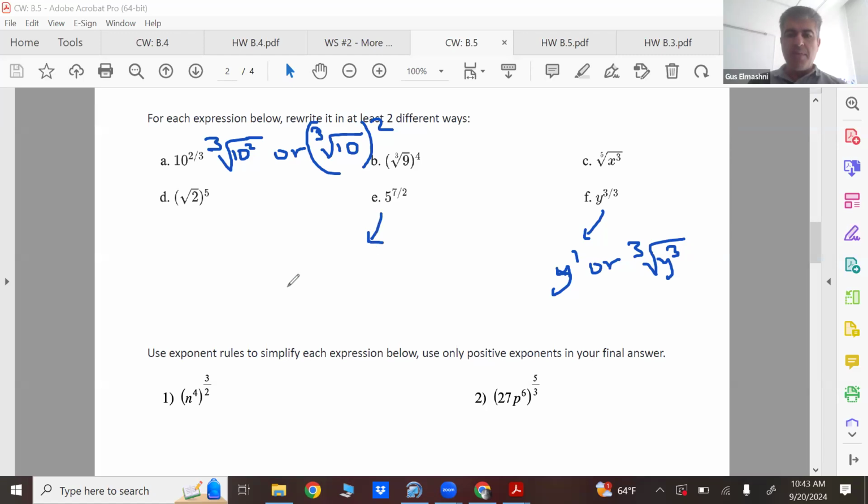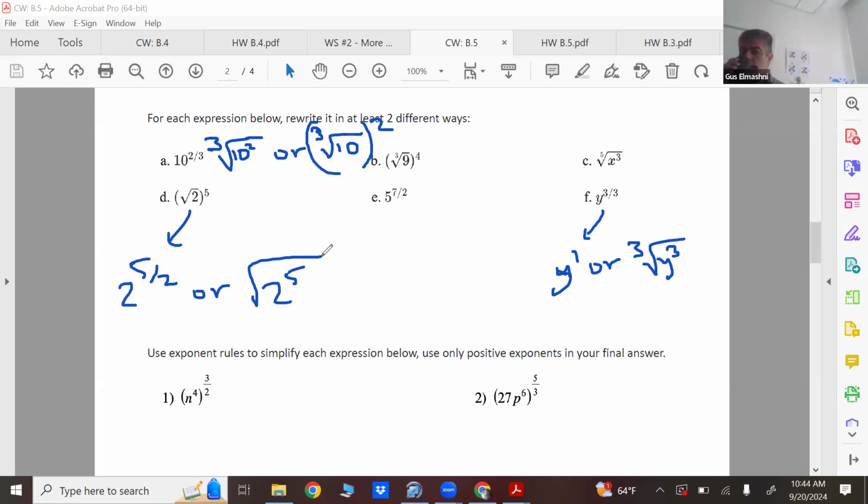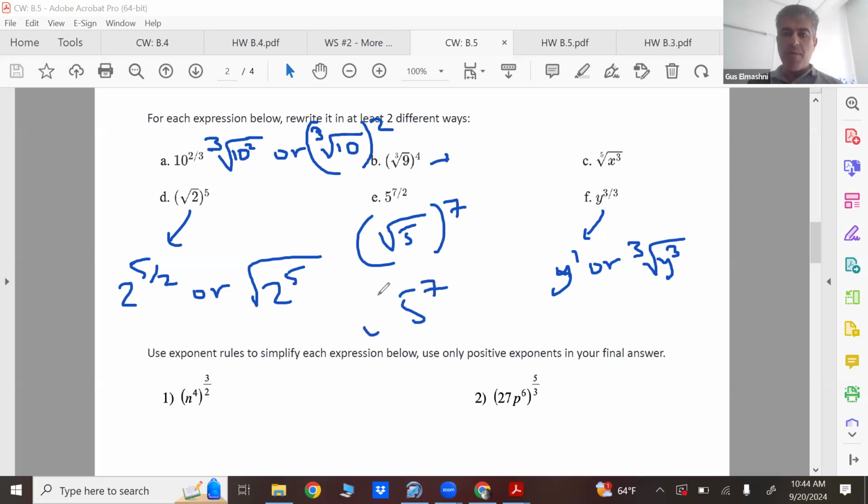Or for E, actually, let me do D. You can write like this, or you can do 2 to the 5th power first, and then square root. You do that. So those are some options of how to rewrite those. How would you do E? You do square root of 5, then raise to the 7th power. Or 5 to the 7th power rooted.